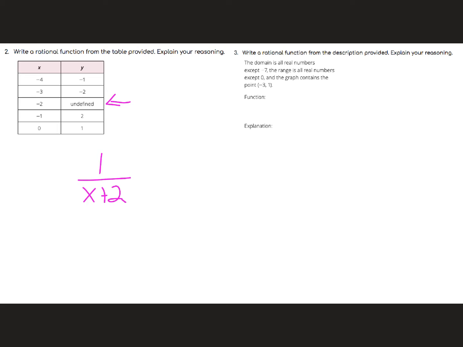So when I plug in 0, I need to get 1. When I plug in 0, I get a half, all right? So I don't want a half. I want 1. So when I plug in 0, I get 2 over 0 plus 2, which is 1. When I plug in 1, I get negative 1.